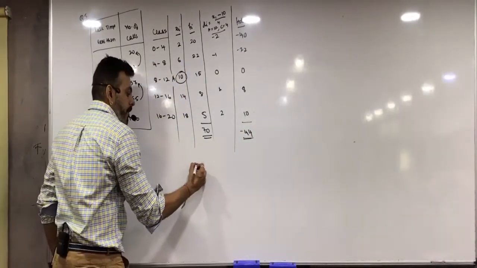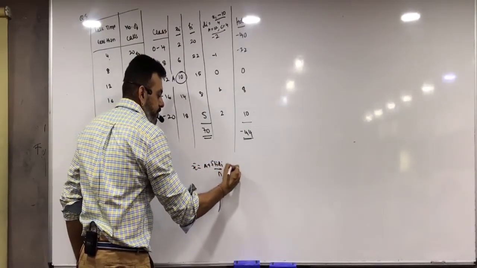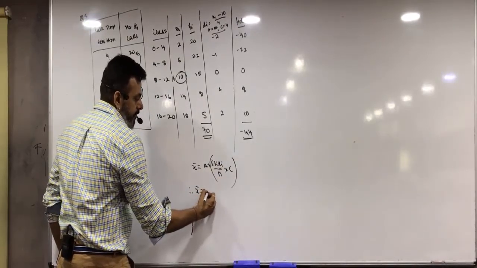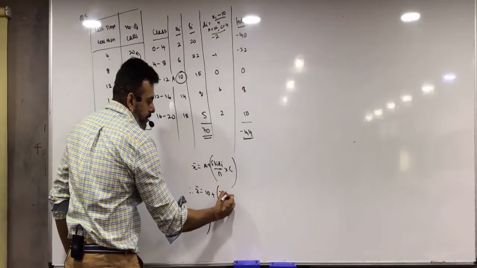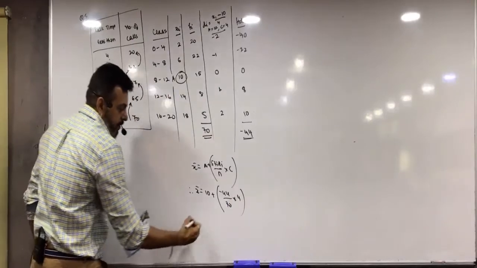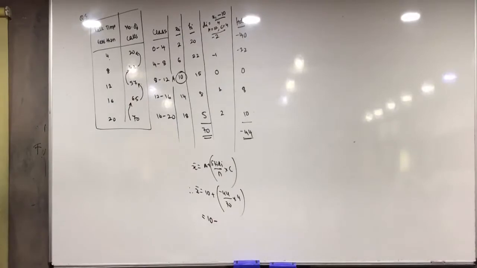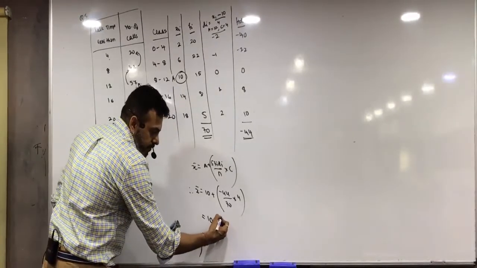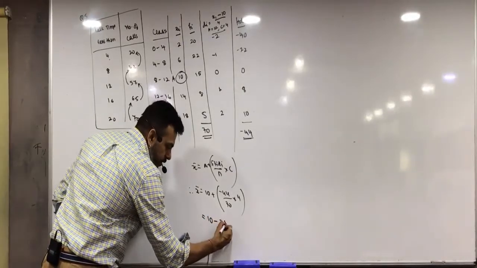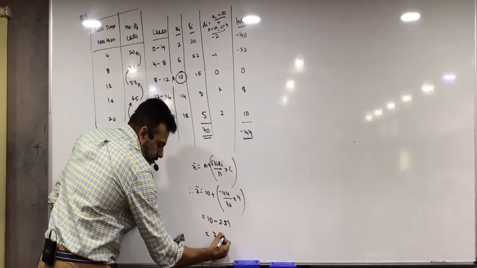Negative, be careful. X bar is equal to A plus sigma fidi upon N into C. Therefore, X bar is equal to, assume mean is 10, plus minus 44 upon 70 into class length is 4. So it is 10 plus of minus will become minus. 10 minus how much? 2.51 is equal to 7.4.